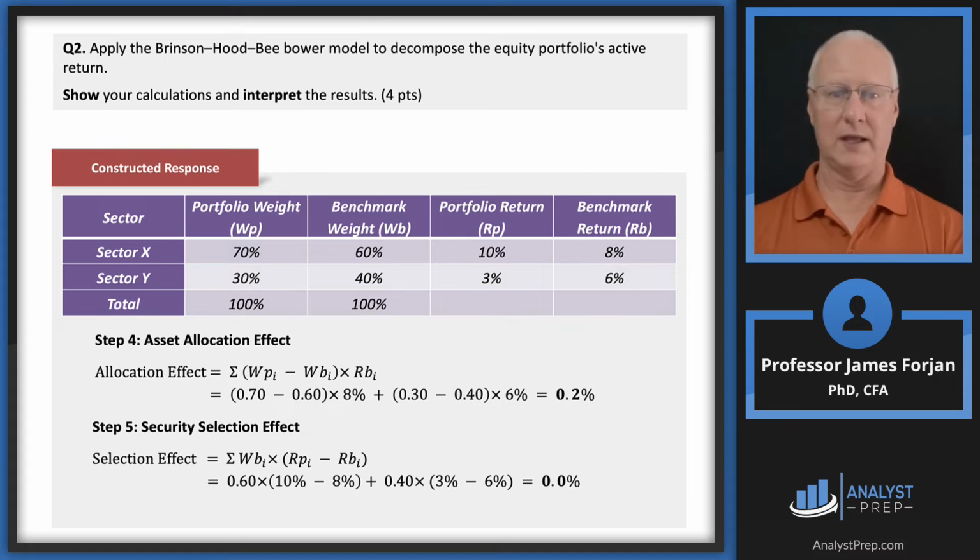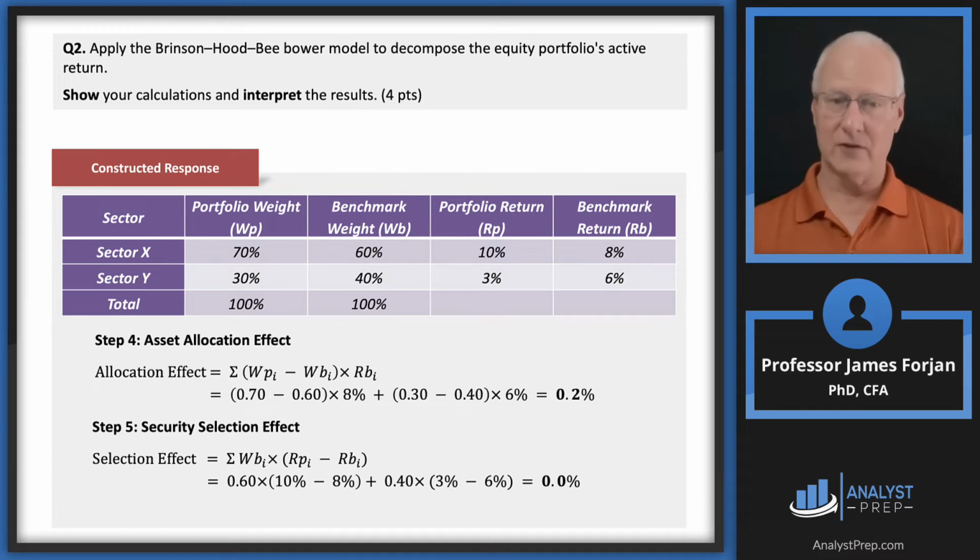So we're going to do exactly what we did in step 4, but we're just going to shift it over a column. Instead of taking the difference in the weights, we're going to take the difference in the returns. So that's the 10 minus the 8, and we're going to multiply that by the benchmark weight. And then we're going to take the 3 minus 6, which is negative, multiply that by the benchmark weight. And that turns out to be 0, right? So what can we say? That was a wash, right? Our security selection did us no good.